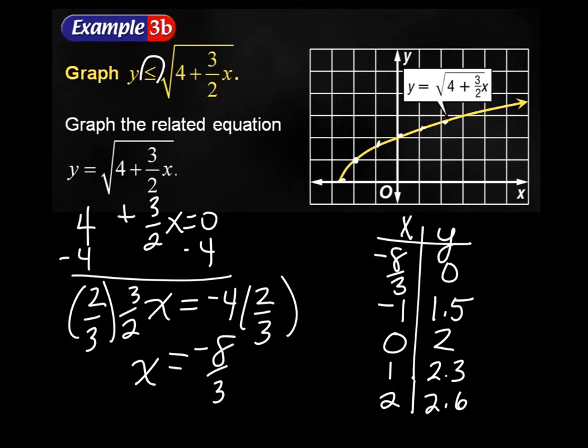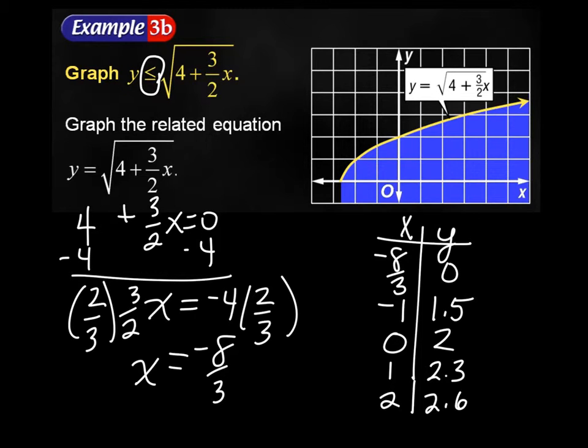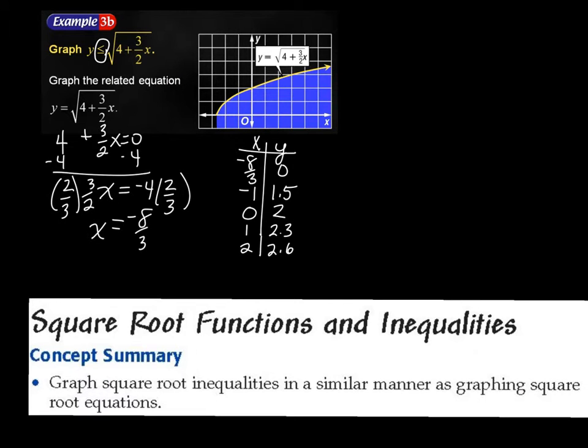And this time, it's going to be a solid line because the boundary is included. Once again, I'm going to warn you, pay attention to your shading. The smallest value x can be is -8/3. So don't go shading over here where x is undefined. We're going to shade straight down from the -8/3 and everything else that's under our square root graph. You can graph square root inequalities in a similar manner as graphing square root equations. So watch out for your minimum value because you can't have square roots of negatives, so find that first, and then use that given domain to make a table of values and plot your points.